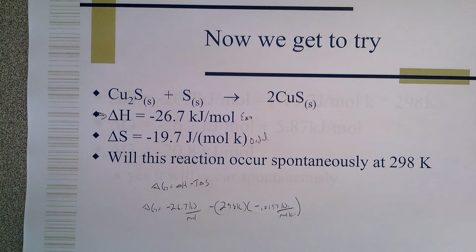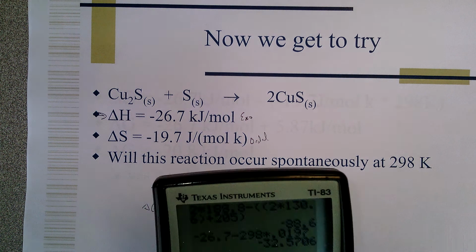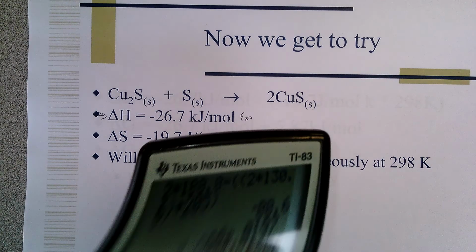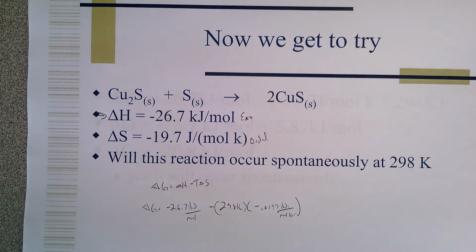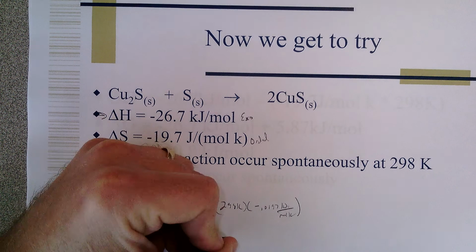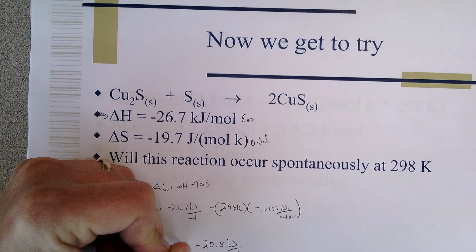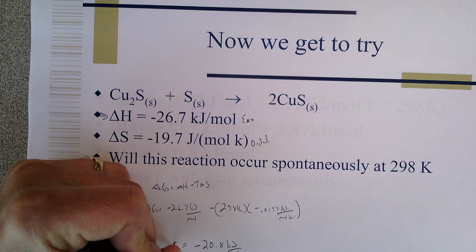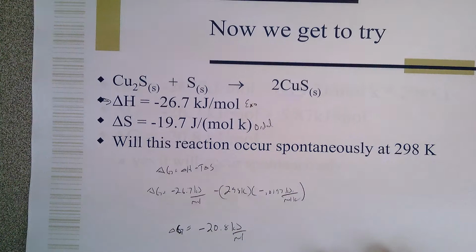So negative 26.7 minus 298 times 0.0197. Order of operations isn't a big deal, so I don't have to worry too much about that. And there was a negative. Whoops, I typed it into my calculator wrong. I only put one of the negatives in there, so I ended up with the wrong value. So negative 26.7 minus 298 times a negative 0.0197. So that's going to give me a negative 20.8 kilojoules per mole. Whoops, that's the delta G. It is spontaneous.